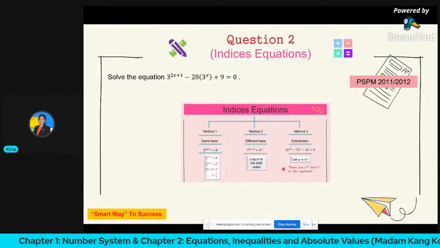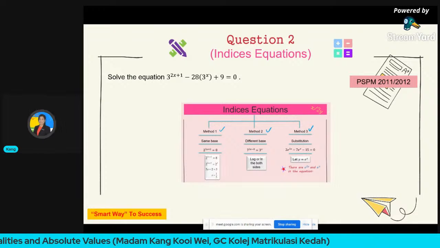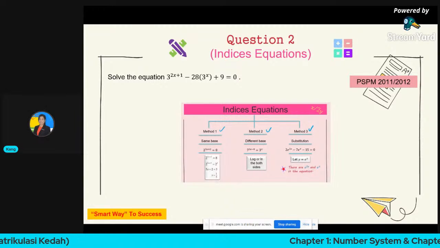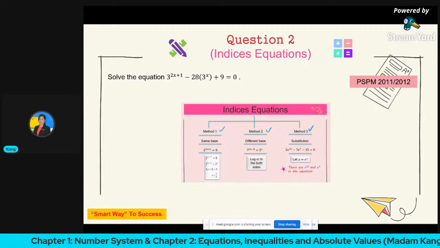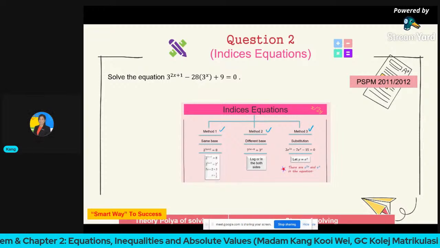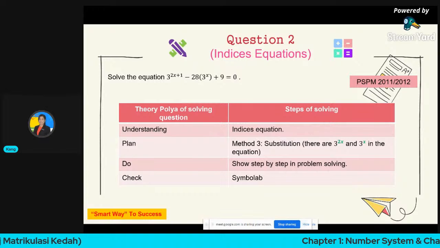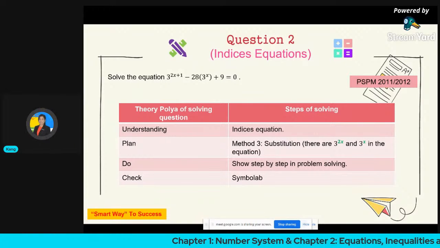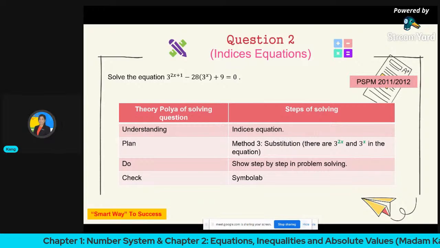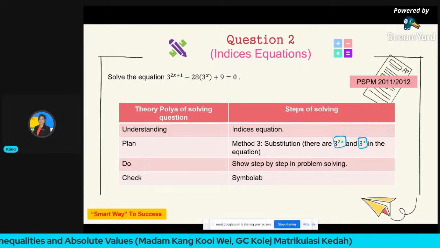So from the notes just now, we have 3 methods to solve it. Which method are you going to choose? Anybody can tell, Madam? Which method are you going to choose? Substitution. Yes, correct. Okay, very easy. You just look at the equation, you do the comparison. It is a substitution. Okay, good. Now we look at the steps of solving. First of all, we need to understand the question. It is an indices equation. Then for the second one, we need to choose the correct method to solve it. Okay, just now you already made the correct choice, method 3, that is substitution, because there are 3 to the power of 2x and 3 to the power of x in the equation.